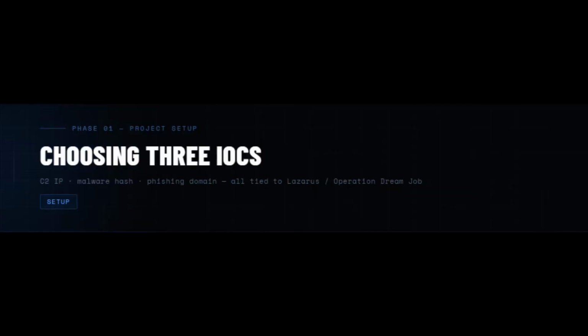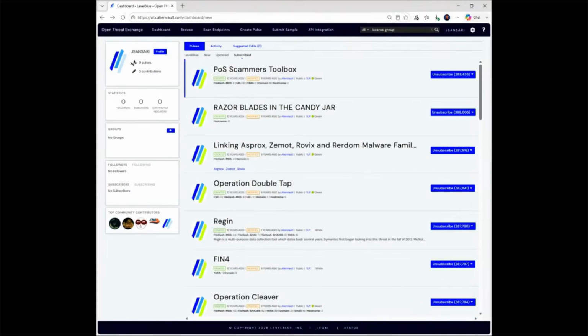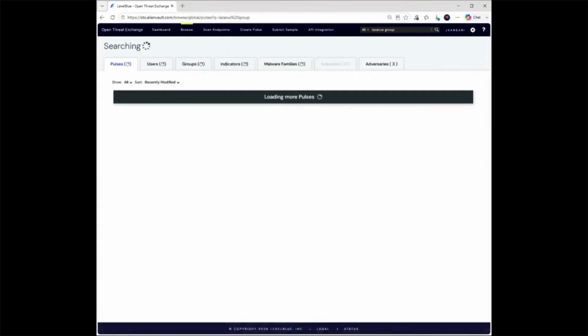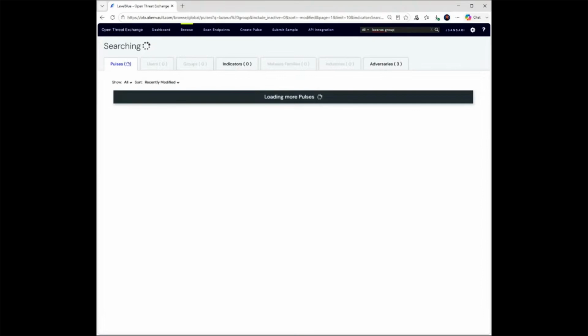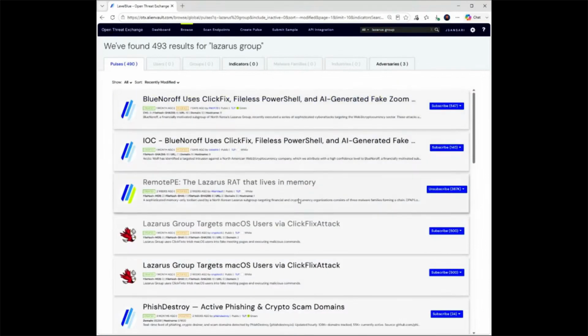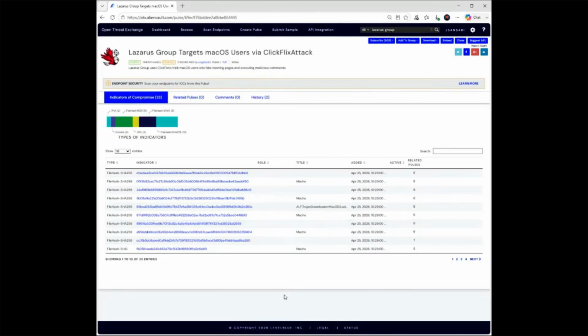Next, I'm searching AlienVault for intelligence related to known Lazarus Group campaigns and activity. One post that stands out is "Lazarus Group targets macOS users via quick-fix attack." This post contains indicators from a recent campaign and helps establish a connection between the observed activity and known Lazarus Group operations.